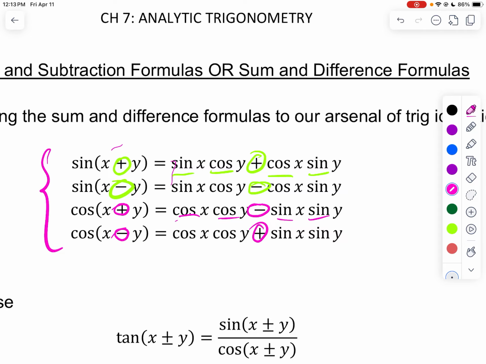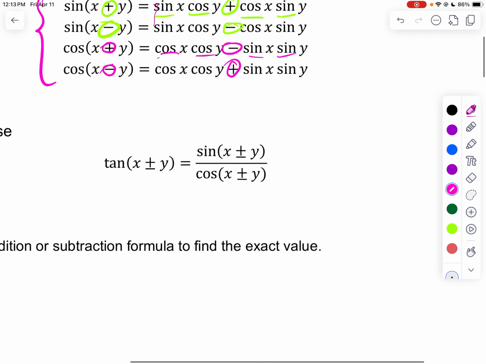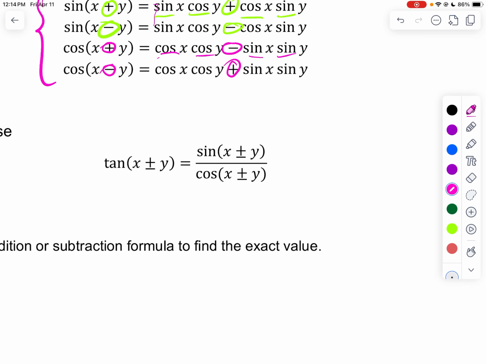Now there is a formula for tangent of x plus y, and one for tangent of x minus y, but we are not going to go into those because then you will have to memorize extra formulas. If a question asks us about a tangent value, then we find the sine of that angle and the cosine of that angle and divide them. We are using the property that tangent of theta is equal to sine of theta over cosine of theta.